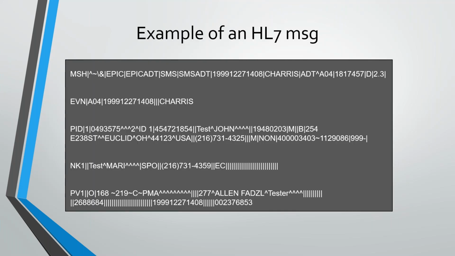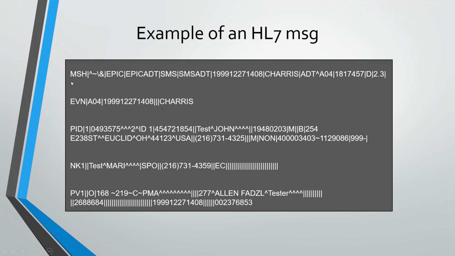This is how an HL7 message will look. Each HL7 message has different segments, as I said. This is an entire HL7 message, and each of these has different segments. I have separated them so that you can clearly identify that this is one segment, this is the second segment, third segment, fourth segment, and fifth segment.